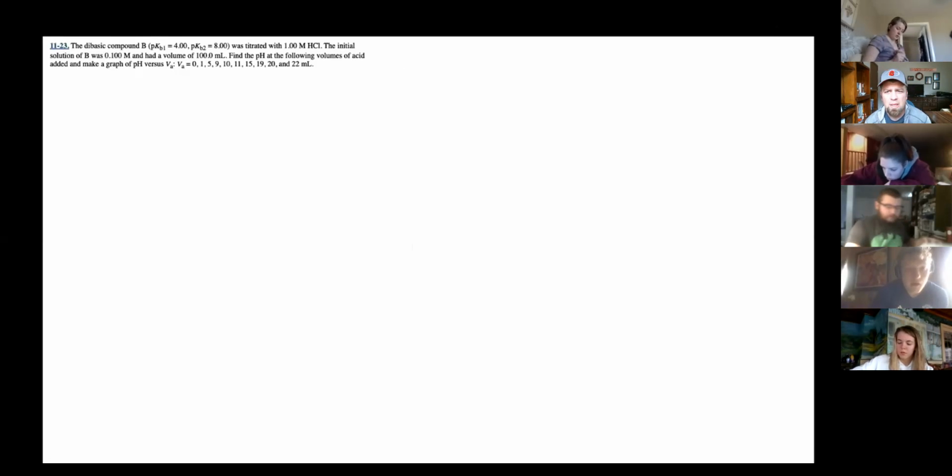In this case, we're looking at just a hypothetical weak base or a dibasic compound, capital letter B. We're given some pKbs, pKb1 and 2. We're told that it's going to be titrated with a strong acid, hydrochloric acid, and we're given some concentrations and volumes, just like in the previous problem. And then we're told to find the pH at the following volumes of acid, and then make a graph like we did last time. So it's really the same type of problem. I just wanted to do it from the other pH extreme, taking a look at a base instead of an acid. So tell me, what do we do?